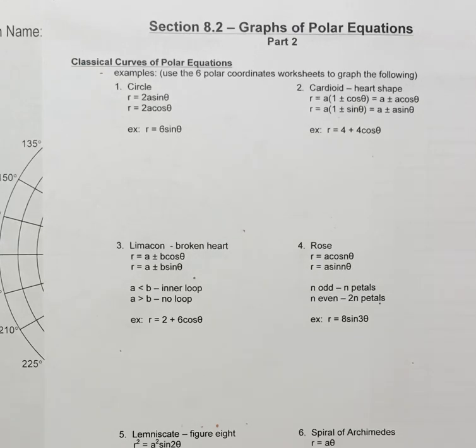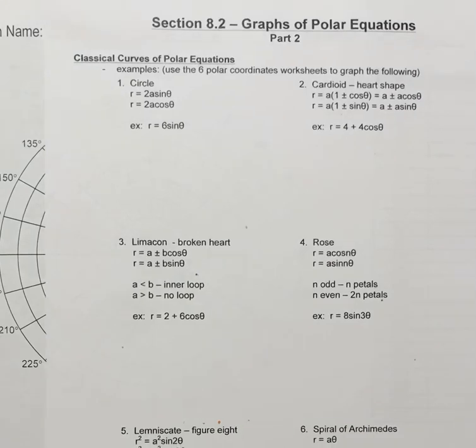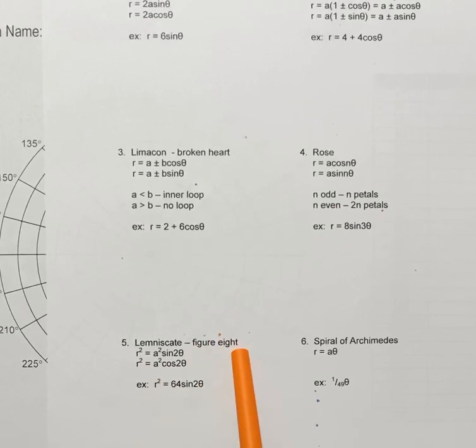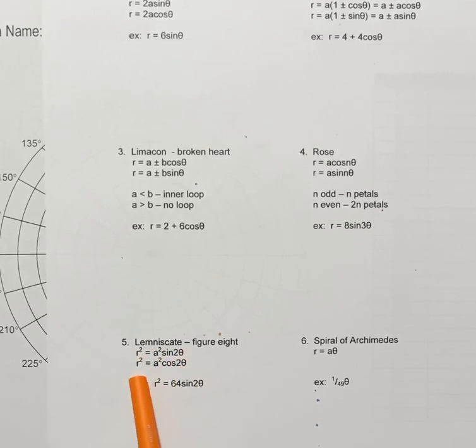All right, next graph we're going to look at in section 8.2, part 2 is a lemniscate. So if you look at number 5 down here, a lemniscate is a figure 8. Very similar to the infinity sign right here. But look at how my equations look. R squared equals a squared sine 2 theta. This always happens to be a 2 right here. Or r squared equals a squared cosine 2 theta.